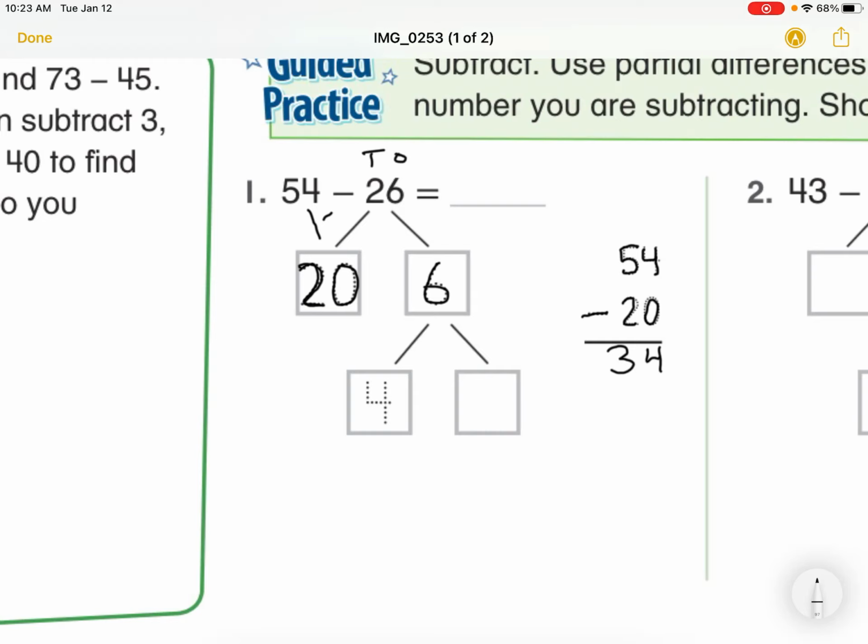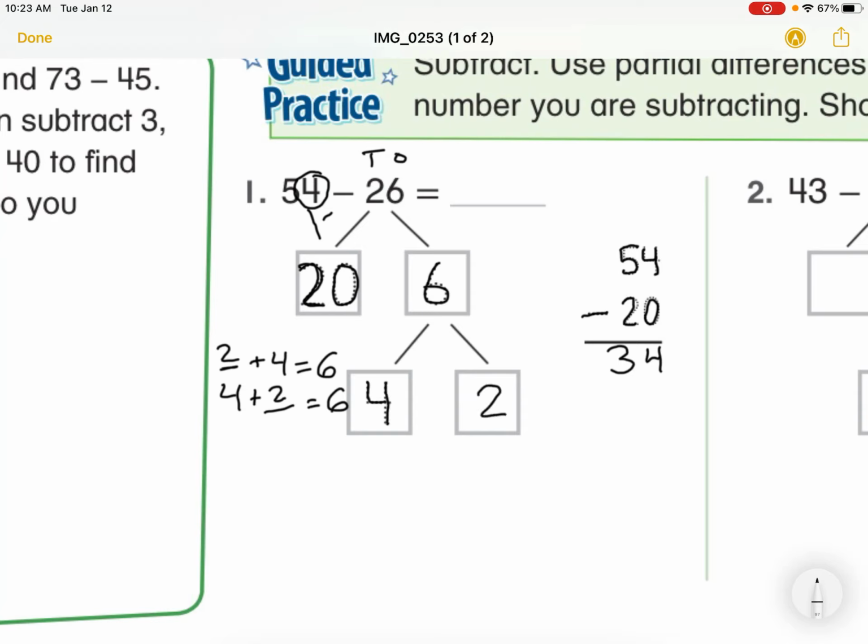So now that I have subtracted that, I need to break apart 6. The reason why I want to break apart 6 even more is because in my number 54, I have a 4 in the ones place. So I want to find what plus 4 equals 6. Or 4 plus what number equals 6? Because I want to subtract that 4 out to make it easier for me to subtract. So 4 plus 2, or 2 plus 4, equals 6.